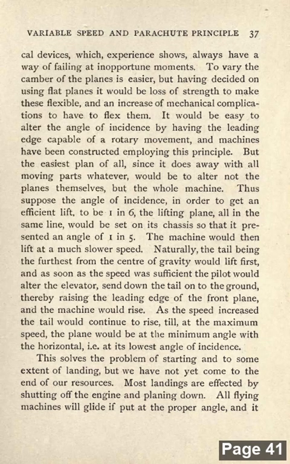Thus suppose the angle of incidence, in order to get an efficient lift, to be 6 degrees, the lifting plane, along the same line, would be set in a chassis so that it presented an angle of 5. The machine would then lift at a much slower speed. Actually, the tail, being the furthest from the center of gravity, would lift first, and as soon as the speed was sufficient, the pilot would alter the elevator, send down the tail on to the ground, thereby raising the leading edge of the front plane, and the machine would rise.